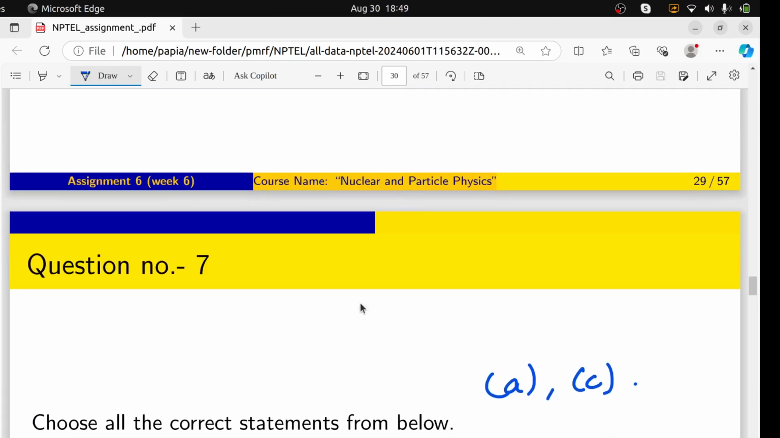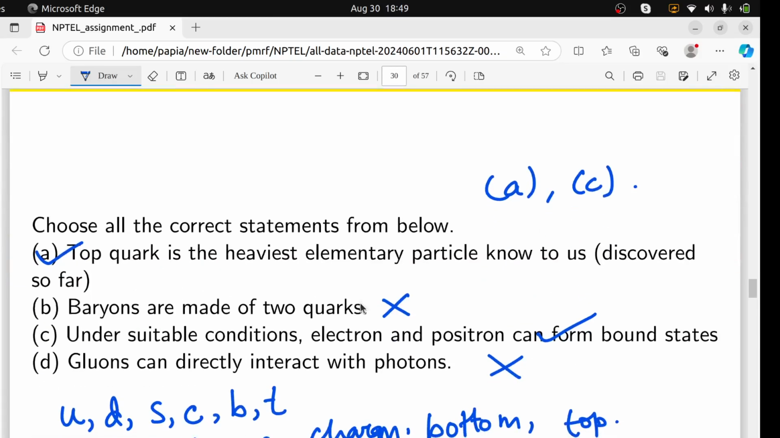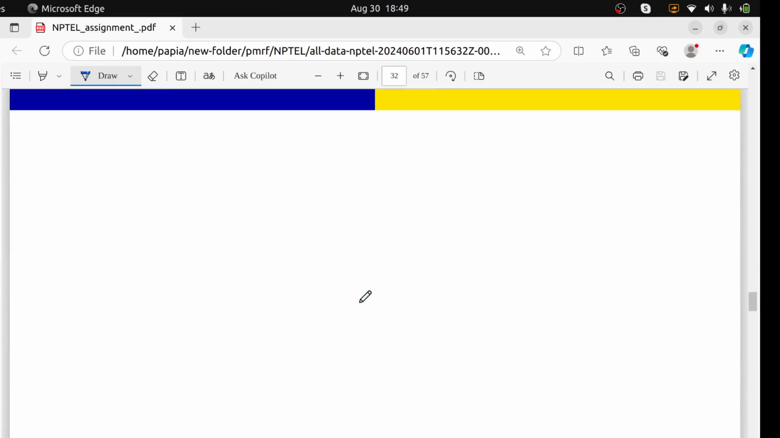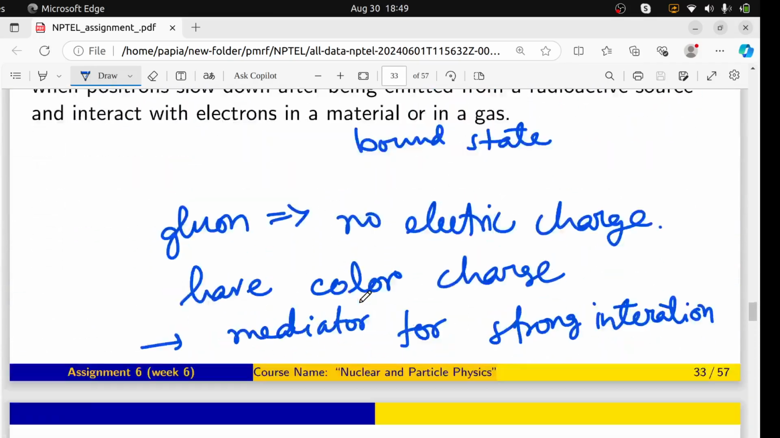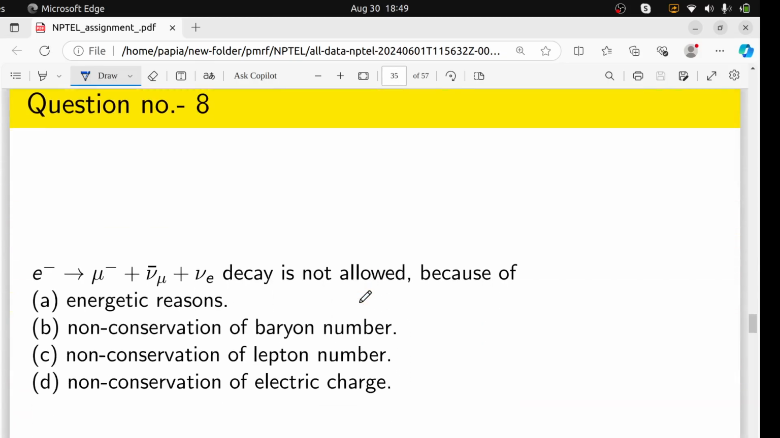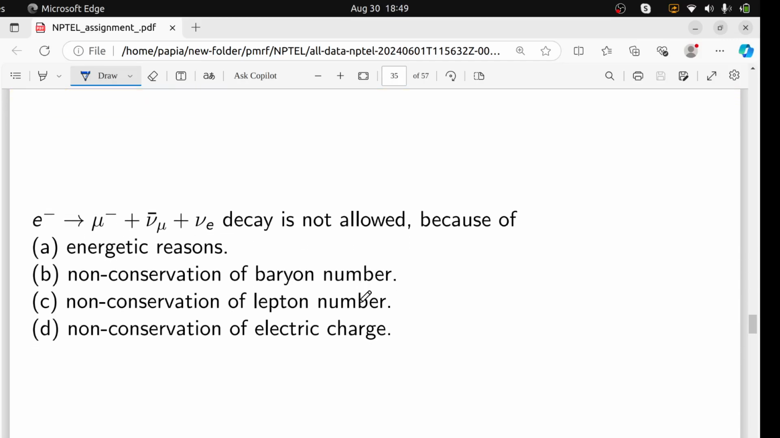This is question number 7. Any doubt up to question number 7? Or maybe we can go to question number 8. Okay, question number 8.